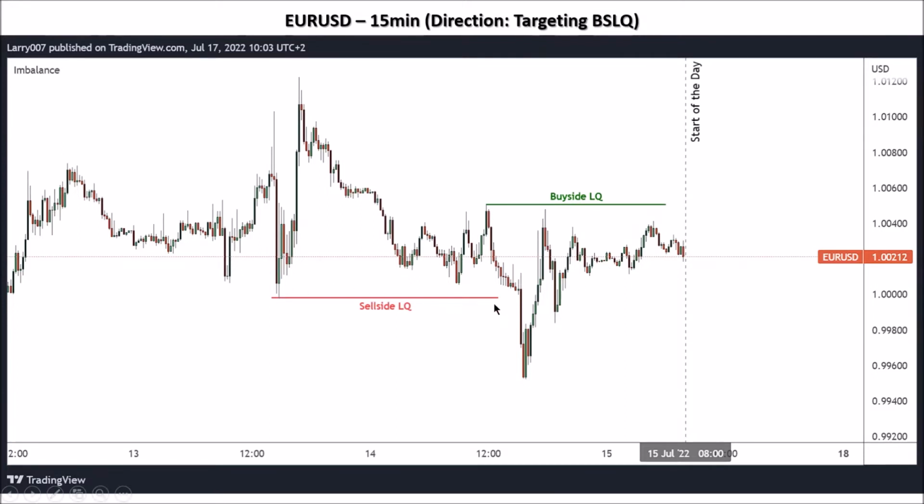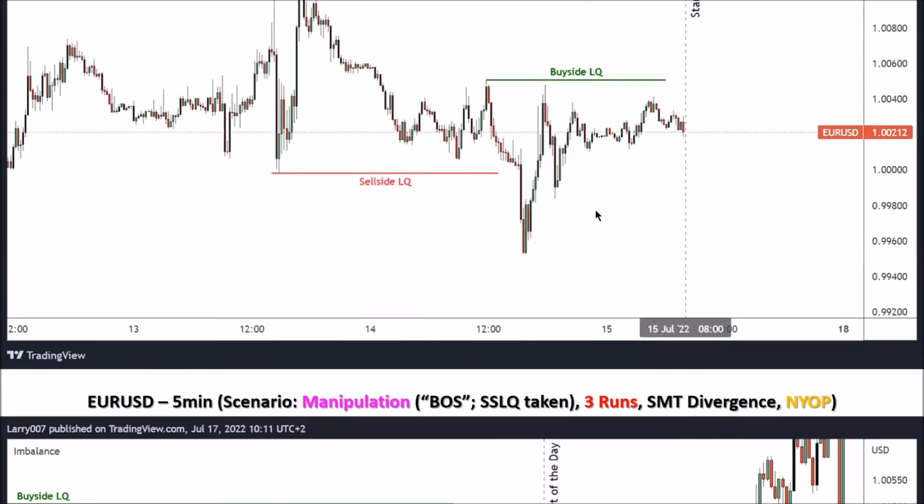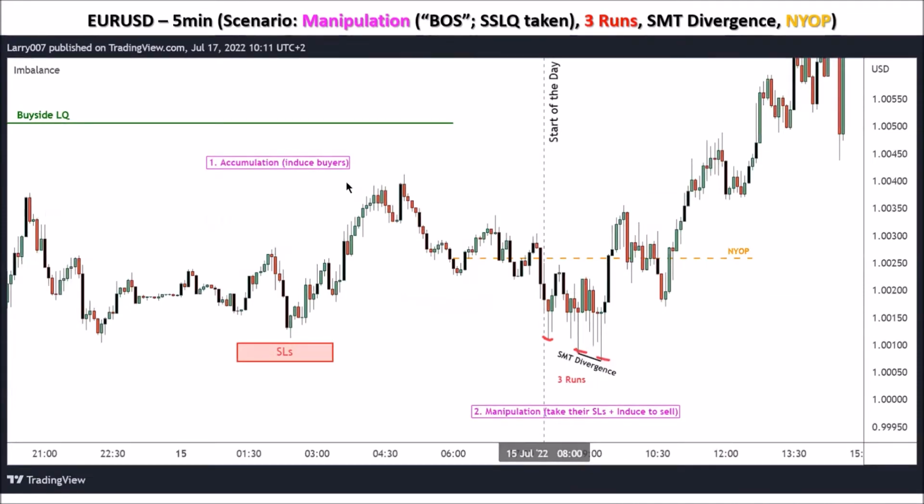So you see the 15-minute chart EU, we have taken sell side liquidity, and there's still some buy side that is accumulating. You see many highs. Okay, buy side liquidity sitting there. We open at 8. So our direction is already chosen. We target the buy side liquidity. We know we would like to buy. Okay, so pretty straightforward. Now let's zoom in to 5 minutes.